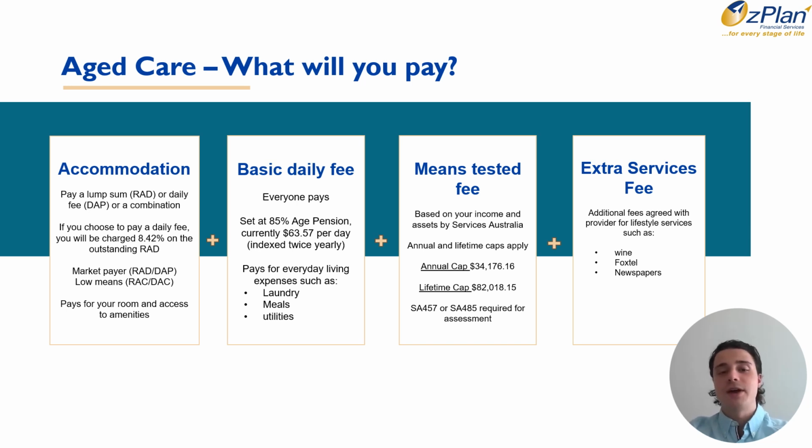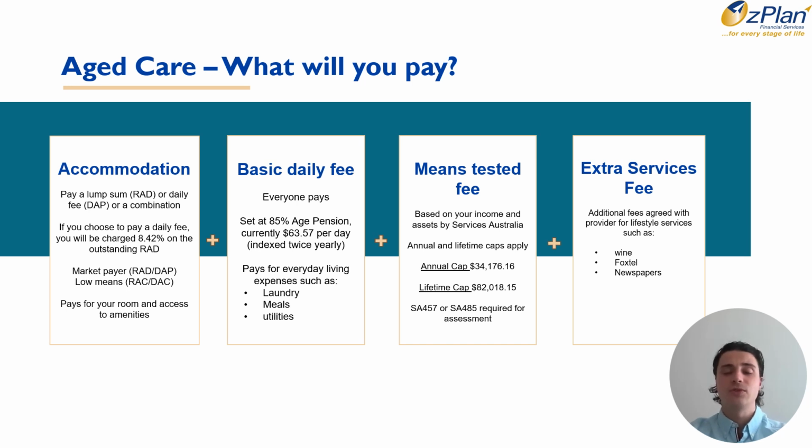We then have what's called a basic daily fee, which everybody pays. This is currently set at 85% of the age pension rate, the single rate that is, which is equivalent to about $63.57 per day, and that's indexed twice yearly. Please note as well, these fees are on a per person basis. The basic daily fee pays for everyday living expenses such as laundry, meals and utilities.